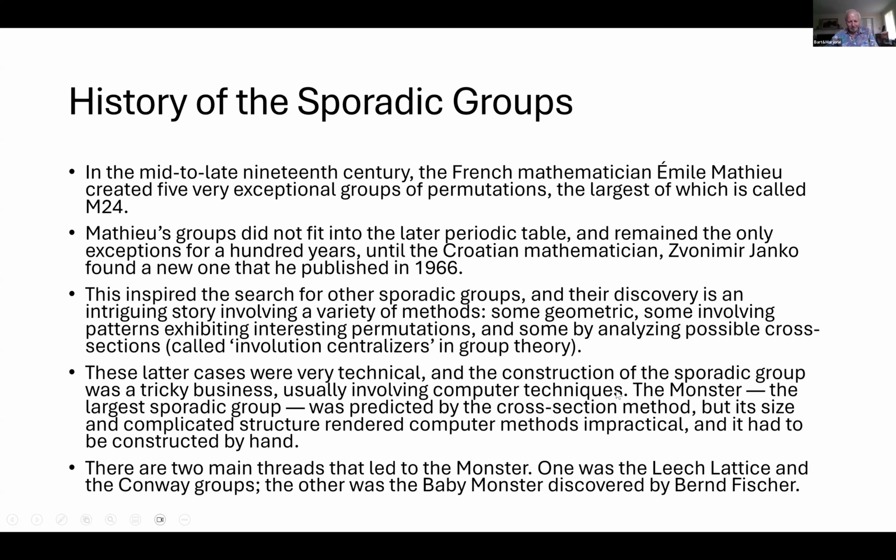And these things get to be very technical, but the construction of the sporadic groups was usually tricky, usually involving computer techniques. And the monster, the largest of the sporadic groups, was predicted by this cross-section method, but its size and complicated structure rendered the computer methods impractical for a while. It had to be constructed by hand.